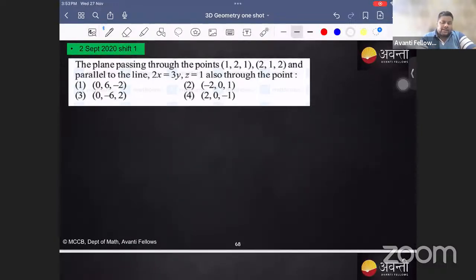Now, try this one. A plane passing through this point and parallel to this line: 2x equals 3y, z equals 1. Yes, quickly.